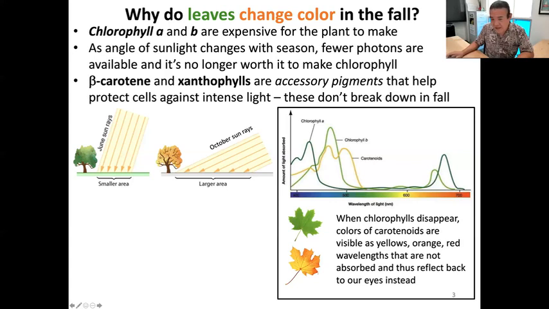And so on the y-axis, you'll recall that what this is measuring is how well these different pigment molecules, how sensitive they are to absorbing light in these particular frequencies.